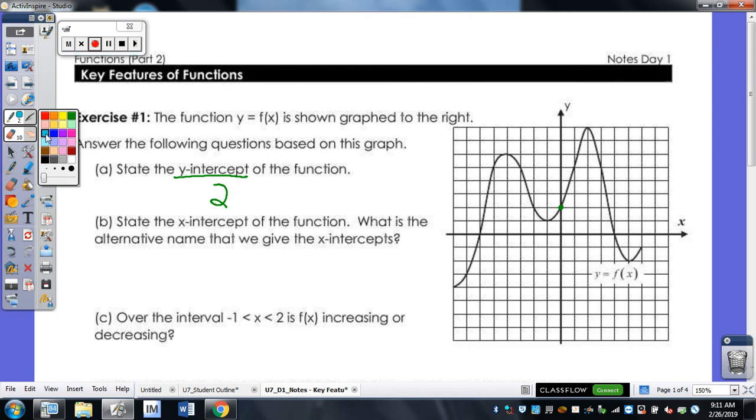What is the alternative name that we give the x-intercept? So before we actually find them, does anybody remember what else we call the x-intercept? It's got 2 other names. Yep. Roots is one of them. Anybody remember the other name? Begins with a Z. Zeros. Roots, zeros, x-intercepts all mean the same thing. And that's just where you hit your x-axis.